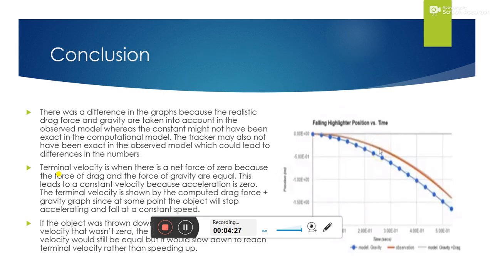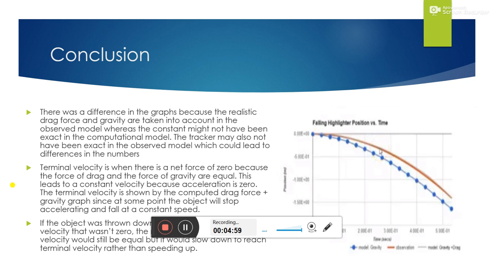In the conclusion, you can see the comparison of all three graphs, and see that the observed graph and the graph with the model with gravity and drag force are very, very similar. They're almost the same. You can't really even tell the difference. And then the graph with just gravity is a little bit off, so it's not quite as accurate. We did see a difference in the graphs because the realistic drag force and gravity are taken into account in the observed model, whereas the constant might not have been exact in the computational model.